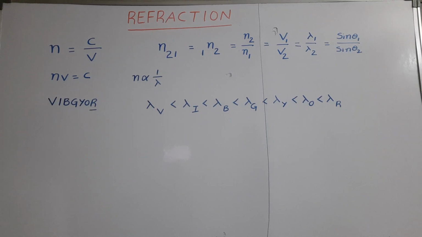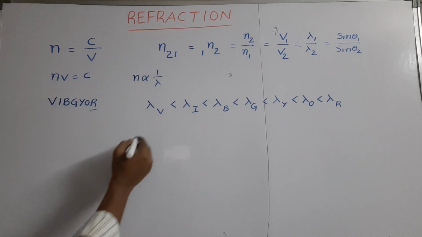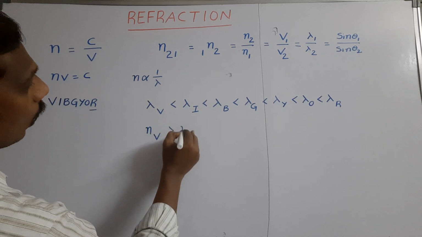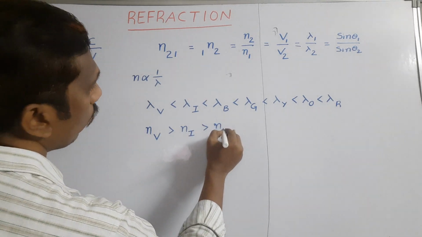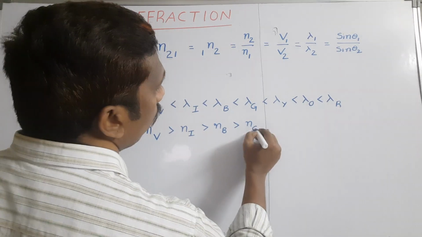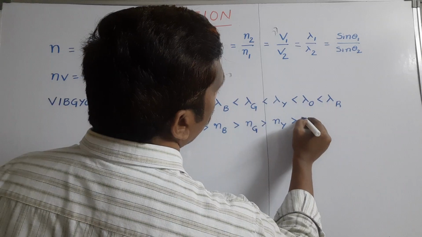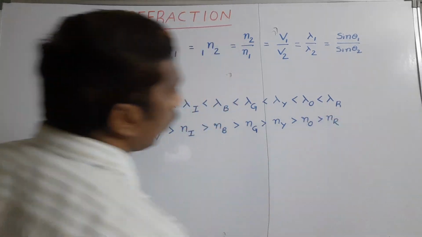So red color has more wavelength and violet color has less wavelength. But here refractive index value is inversely proportional to wavelength. That's why the refractive index value is more for violet. So the refractive index of violet is greater than indigo, greater than blue, greater than green, greater than yellow, greater than orange, greater than red.